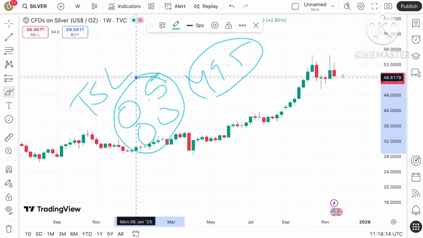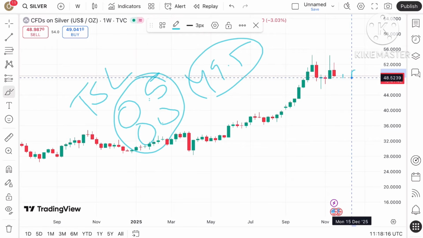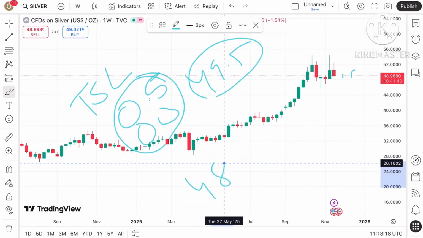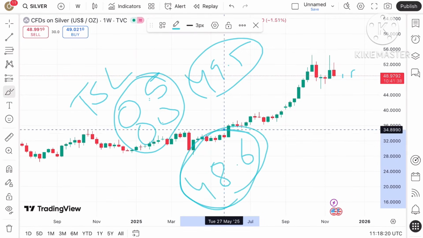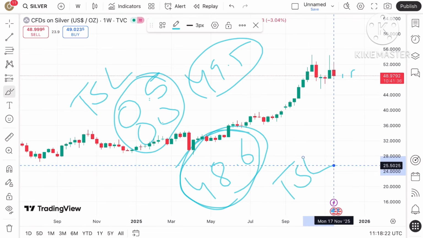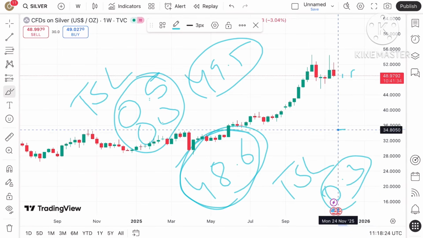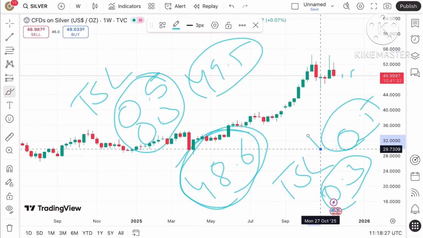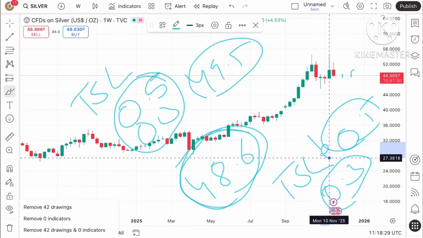Or if the price starts falling below this level, a further fall can be seen towards 48.6, and once the price falls below this level, you can again trail your SL by 0.3 or 0.5. This is what you can do, and then a further fall can be seen.